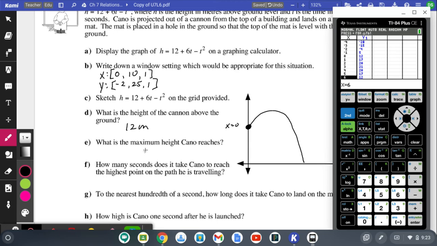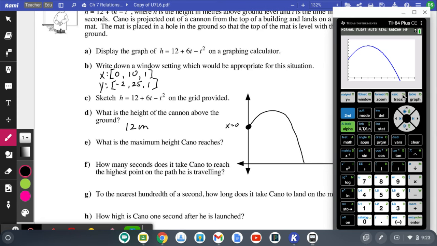Okay, then it says, what is the maximum height that Cano reaches? I have not showed you this. The maximum height that he reaches is right here, correct? Look up here. That's the maximum height. You can find it. Go second function on your calculator, go to calculate. Don't choose intersection. We want to find the maximum. So go down to number 4, hit enter.